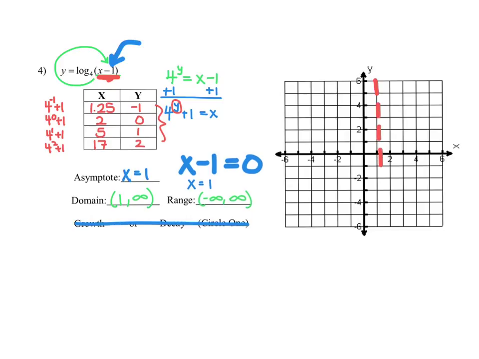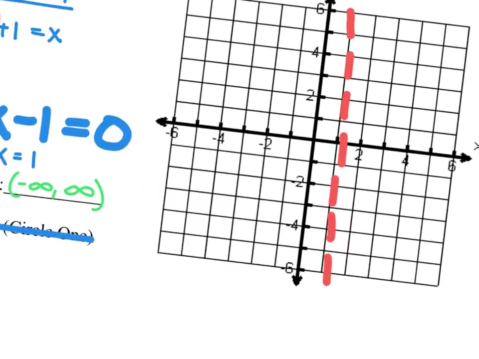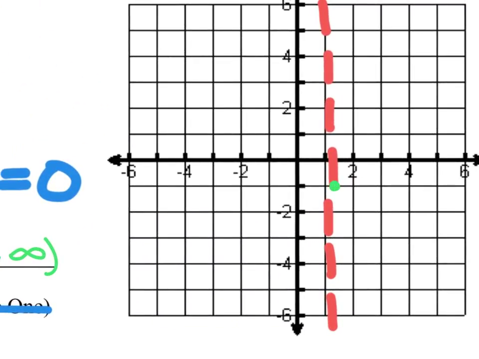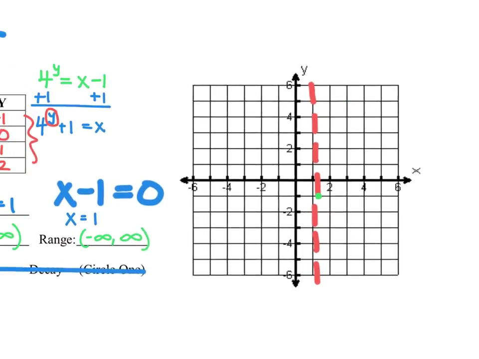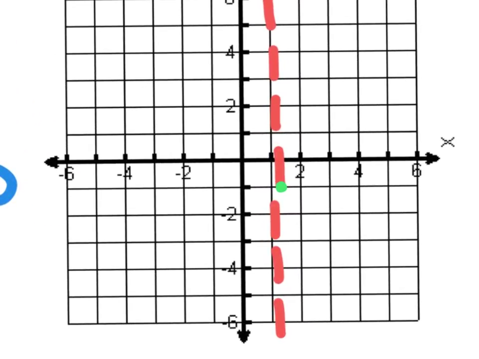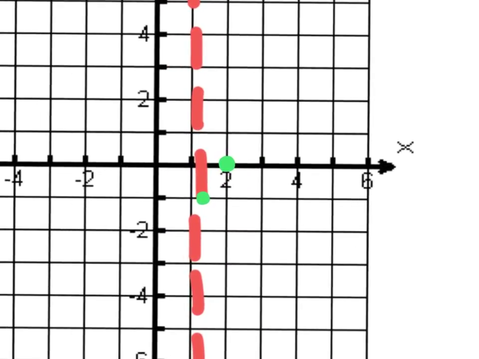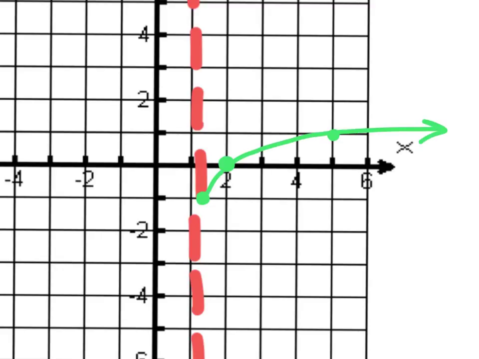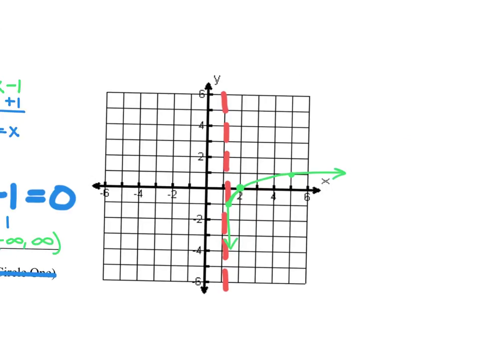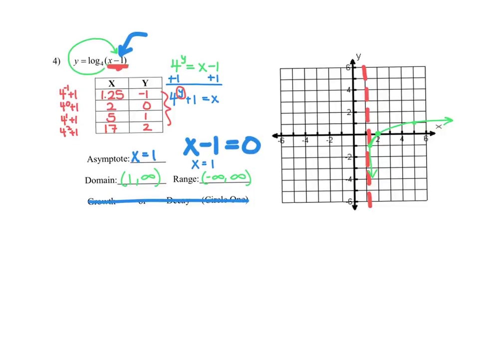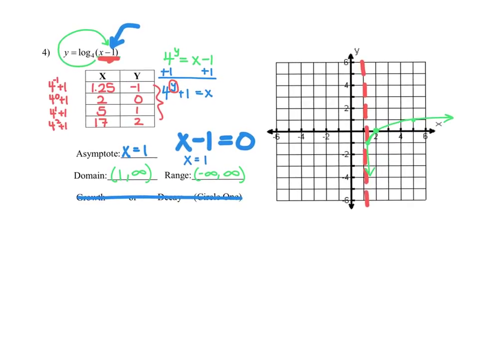So positive 1 is the vertical asymptote, and let's just plot these points: 1.25, negative 1. That's like right there. 2, 0. That's like right here. And then it was 5, 1. And that's all you can fit. So there, and don't forget, guys, the log function goes down forever. So there we have it. It's just the log function shifted right 1. And we're going to move on.